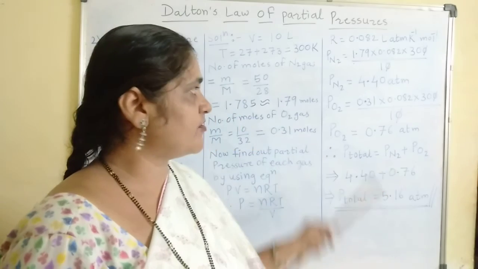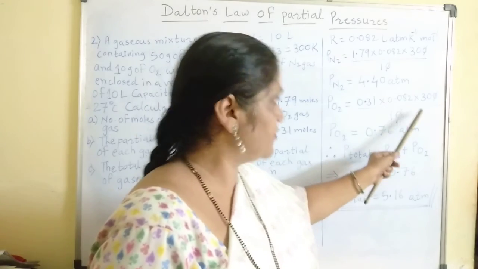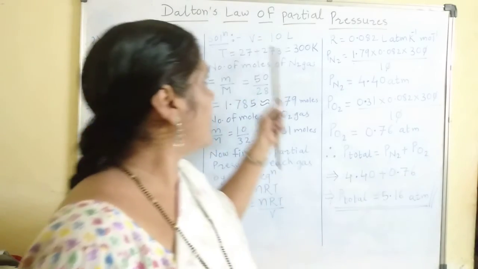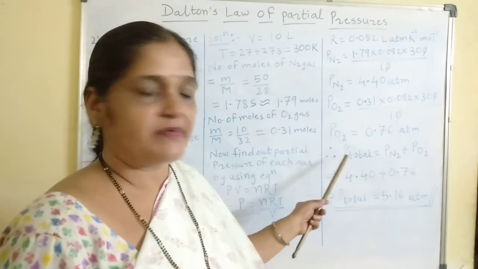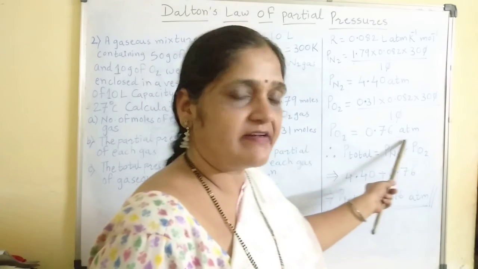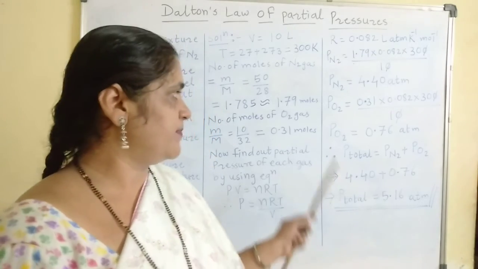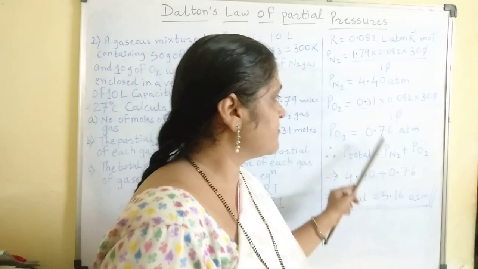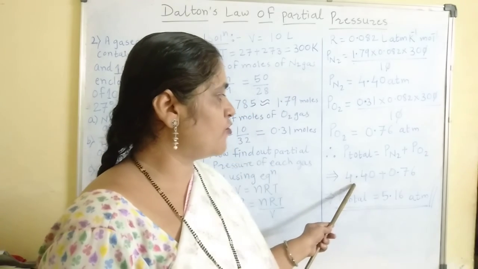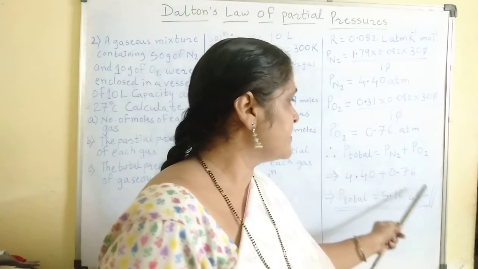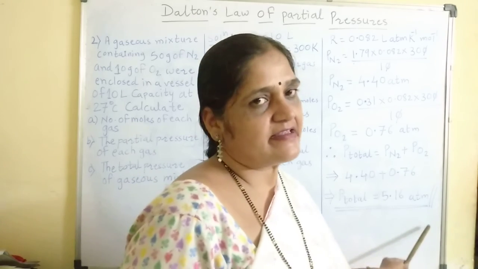Now for the partial pressure of oxygen gas, the number of moles is 0.31. Again the R value is the same, 0.082, the temperature is 300 Kelvin and the volume is 10 liter. Putting all these values in this equation, we get the partial pressure of oxygen gas as 0.76 atmosphere. Total pressure we are going to calculate finally. Total pressure is the partial pressure of nitrogen plus the partial pressure of oxygen. Partial pressure of nitrogen is 4.40, partial pressure of oxygen is 0.76. So total pressure is equal to 5.16 atmosphere.